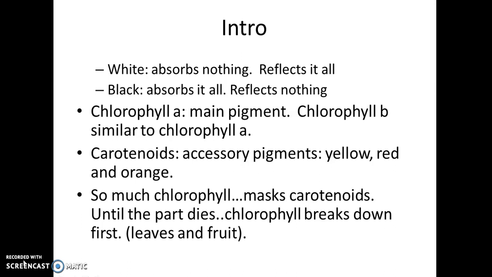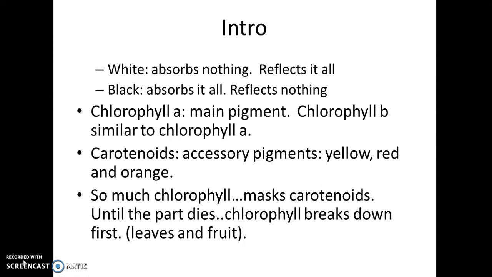Chlorophyll B plays a smaller role. Chlorophyll A is the main pigment. Chlorophyll A and B are very similar, just a slight shape change, and they are green. Carotenoids are known as accessory pigments, and they too will absorb sunlight, but they're often found in smaller numbers. They have pigments that are red, orange, and yellow. There are usually so many more chlorophyll molecules than carotenoids that they hide or mask the carotenoids.